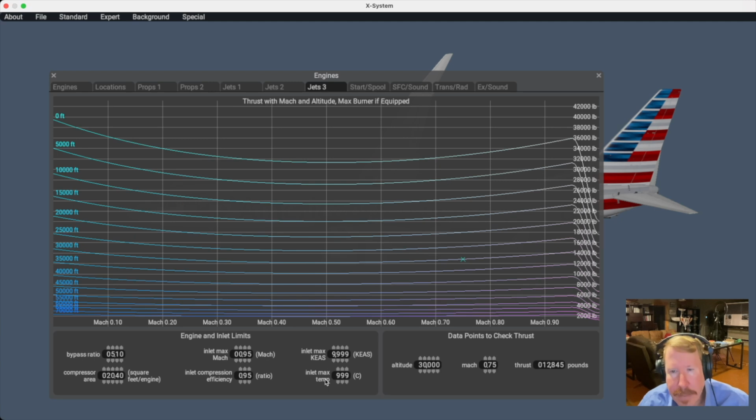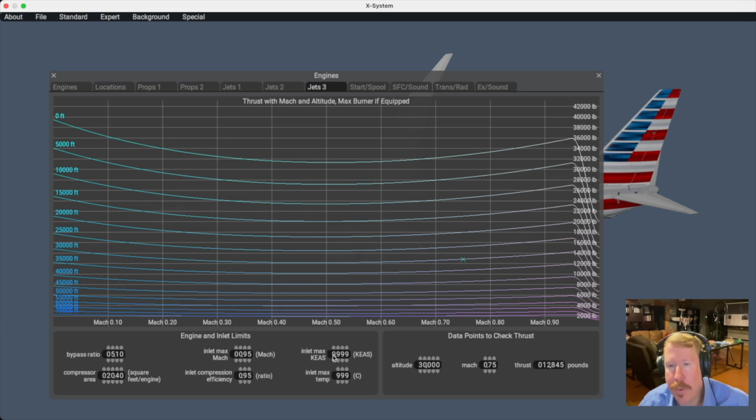No. The reason I've got all 9s entered here is because we're never going to go fast enough for these numbers to come into play. We're going to have our thrust fall apart above Mach 0.95 just due to shock waves and no more compression efficiency, as we see here. We're not going to get to a high enough speed range of this airplane for max inlet knots equivalent airspeed and inlet max temp to ever really happen.